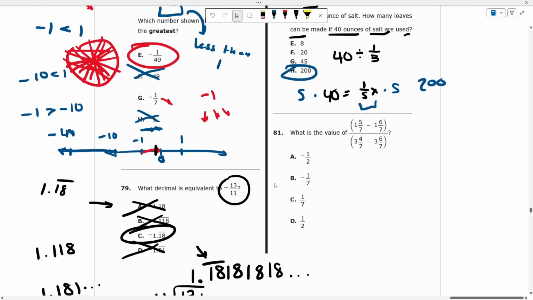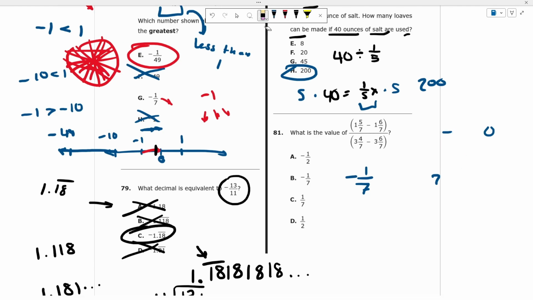Number 81 asks us, what is the value of 1 and 5/7 minus 1 and 6/7 divided by 3 and 4/7 minus 3 and 6/7? Okay, in this case, because we have the same denominator, and because we're not multiplying or dividing, we can actually work with these mixed fractions. We know that 1 and 5/7 minus 1 and 6/7, well, the 1 and the 1 cancel out to make 0, and we're left with 5/7 minus 6/7, which is going to equal negative 1/7.